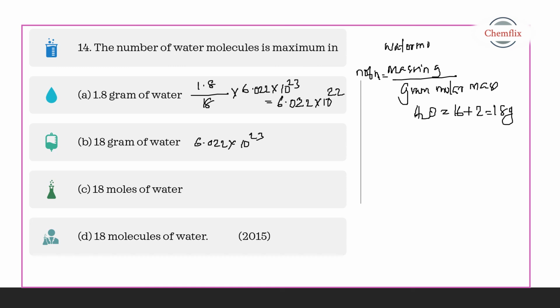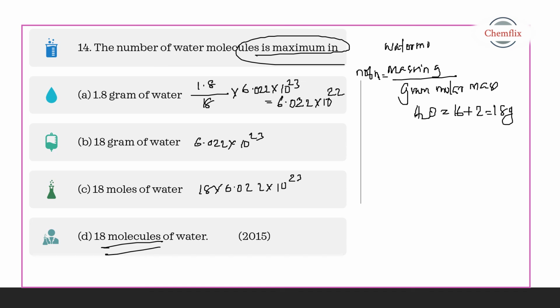18 moles of water means 18 into 6.022 into 10 to the power 23. 18 molecules of water means 18 molecules itself. So what will be the right answer? The right answer is, the number of water molecules is maximum in option C, 18 moles of water. Is it clear, all of you? Okay. Now moving to the next slide.